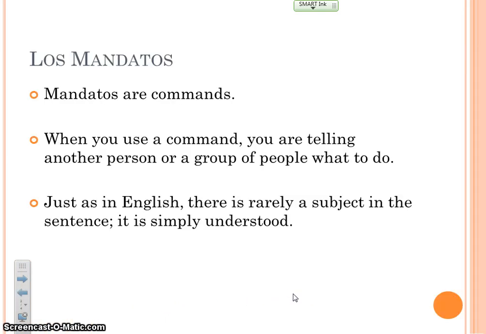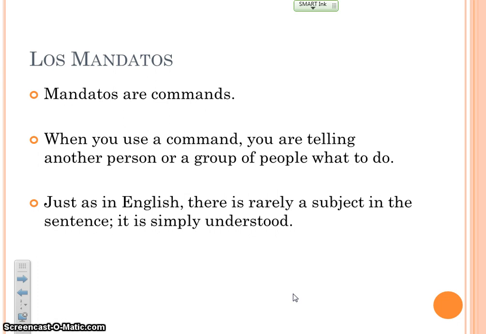First of all, the first part of our review: mandatos is the vocabulary that we're using to address commands. It's how it translates in Spanish. So we talked about los mandatos, we mean commands. When you use a command, you're telling another person or group of people what to do. Just as in English, there's rarely a subject in the sentence that's simply understood.